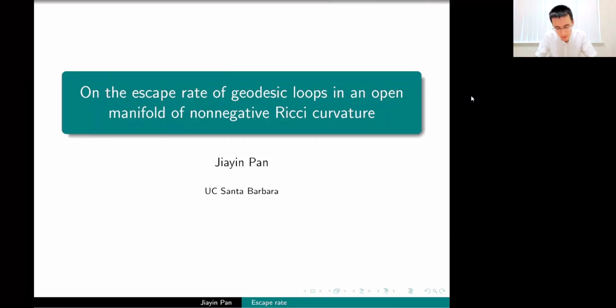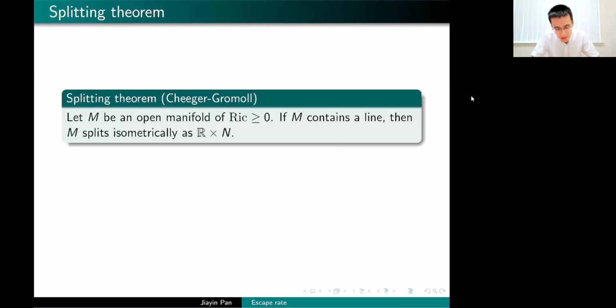This talk is mainly about the fundamental groups of open manifolds with non-negative Ricci curvature. We'll start with the Cheeger-Gromoll splitting theorem, which is a fundamental theorem in non-negative Ricci curvature. It says that if you have an open manifold with non-negative Ricci curvature, and M contains a line, then your manifold must split isometrically as R cross N. Here, a line just means an isometric embedding from R to M.